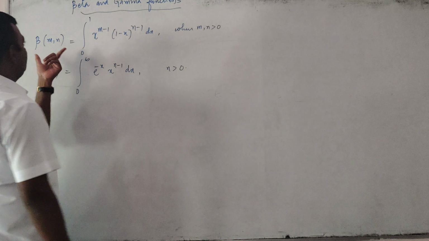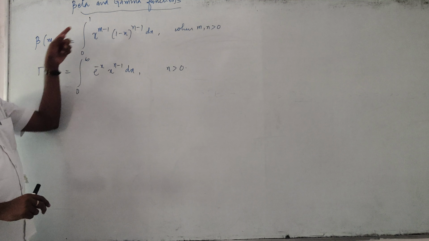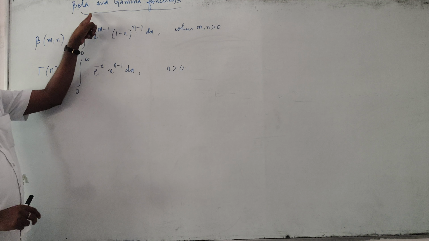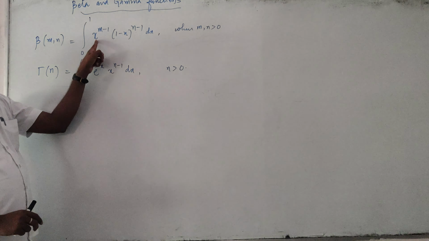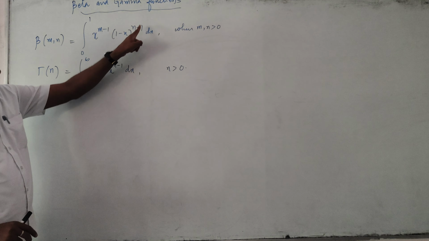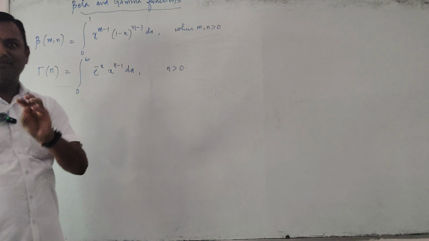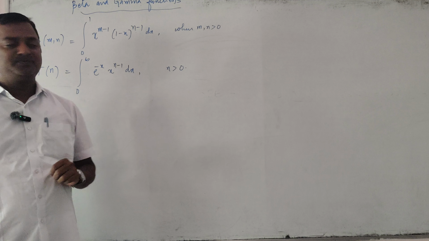So what is the definition of beta of m comma n for two variables or two parameters? The integral runs from 0 to 1, x raised to m minus 1 into (1 minus x) whole raised to n minus 1 into dx. Here m and n are numbers which are greater than 0.